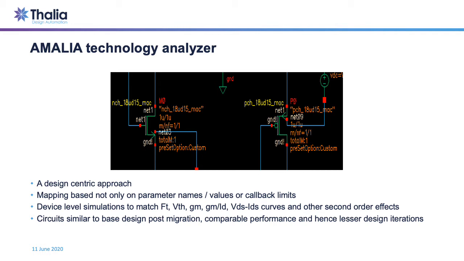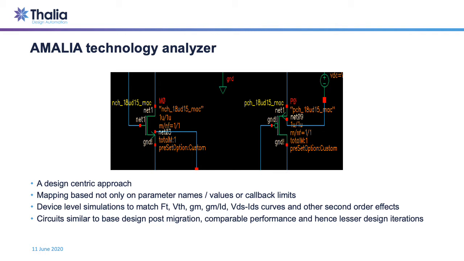Amalia Technology Analyzer is one of the components within the Amalia IP reuse platform. This capability takes a design-centric approach, and is deployed to analyze and compare base and target technologies to see how similar or dissimilar the process technologies are. We look at first-order effects like FTs, GM/ID, VD-SATs, VDS-IDS curves, and also second-order effects.